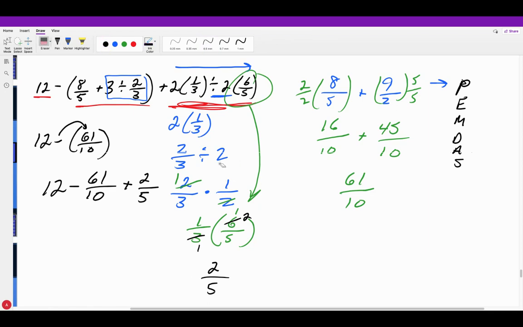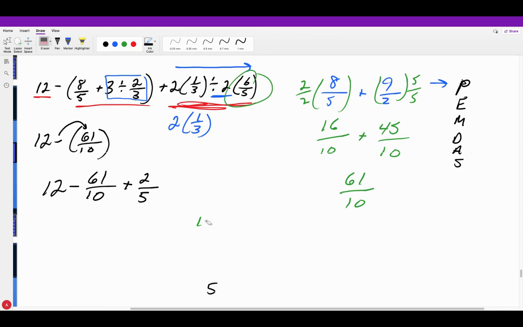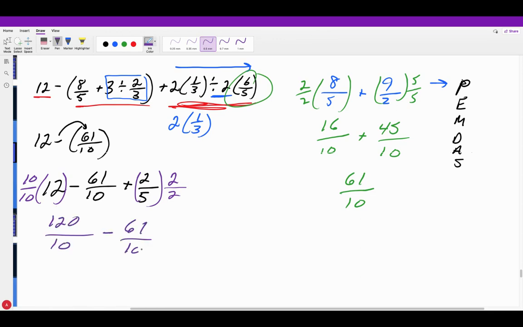Okay, I'm going to erase some of this work off to the side now. So if you need it, please write it down. But just for space, I'm going to erase this. And now we just need to add them all. Well, we need common denominators. Our common denominator will be 10. So everything is going to be multiplied. Well, that's going to be multiplied by 10 over 10. And this is going to be multiplied by 2 over 2. So we get 120 over 10 minus 61 over 10 plus 4 over 10.